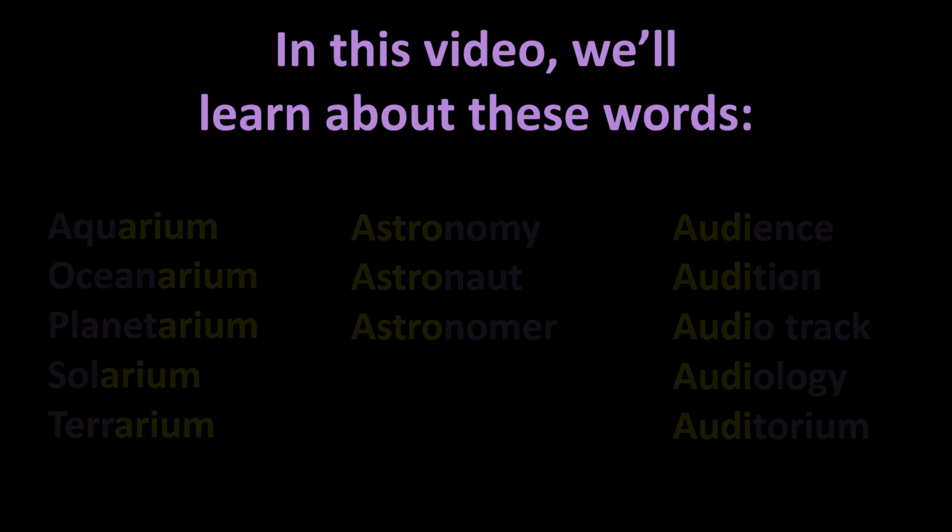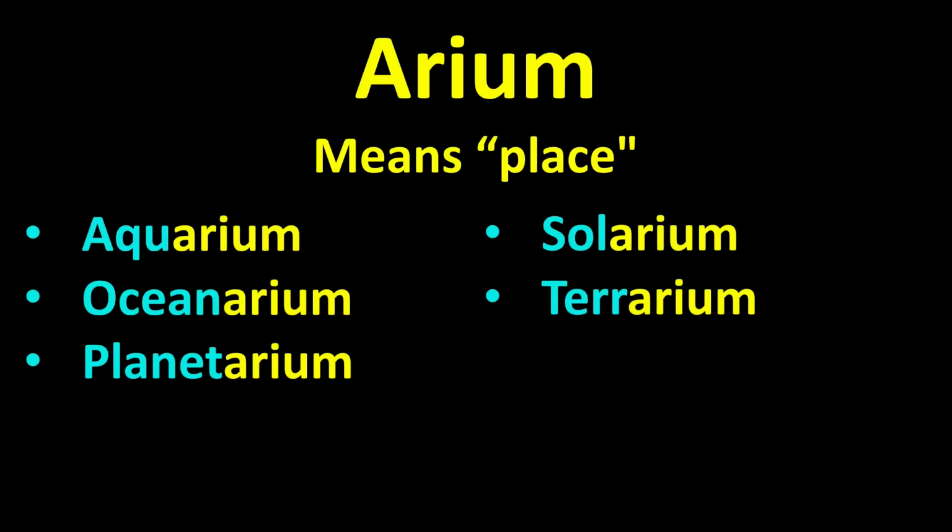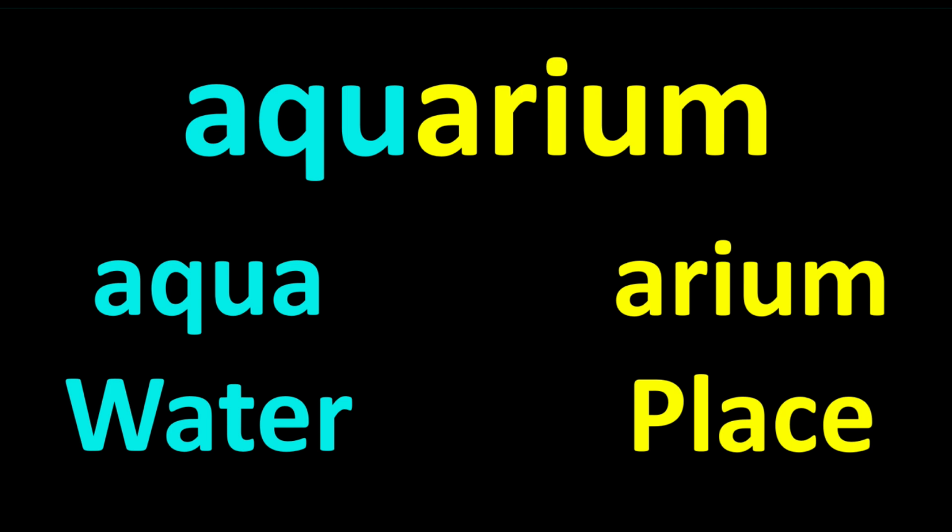In this video, we'll learn the definition of these words. We'll do that by focusing on the meaning of the word parts, which make up each word. The word root arium means place. The word aquarium is made of two word parts. The first one is aqua, which means water.